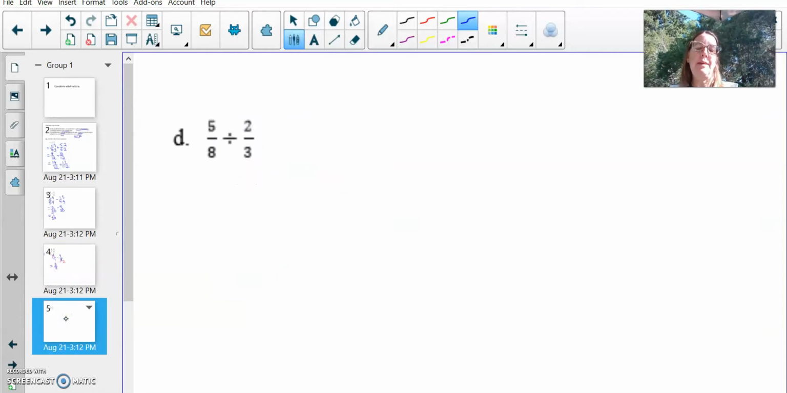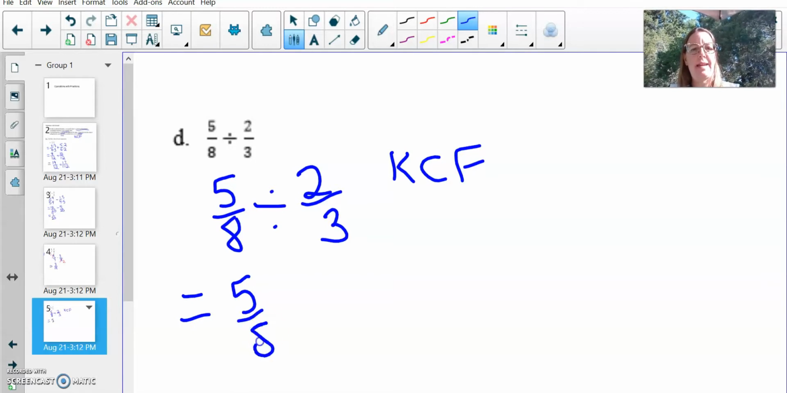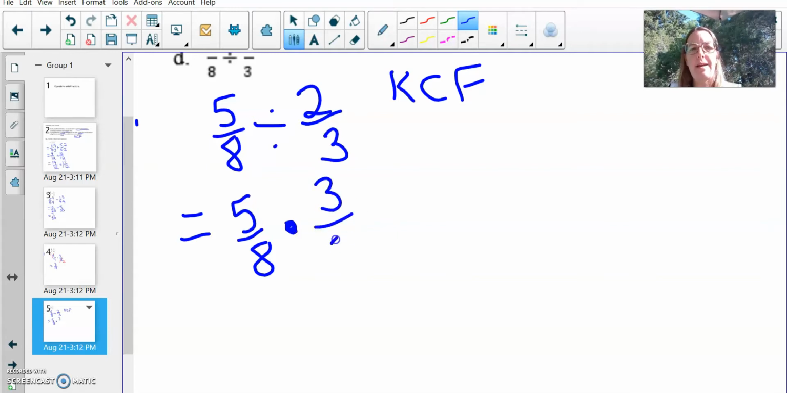My last example is division. 5/8 divided by 2/3. And that's where you have to remember to do keep, change, flip. So I keep the first fraction the same, 5/8. I change division to multiplication, and I flip or use the reciprocal of the second fraction, so that becomes 3/2.